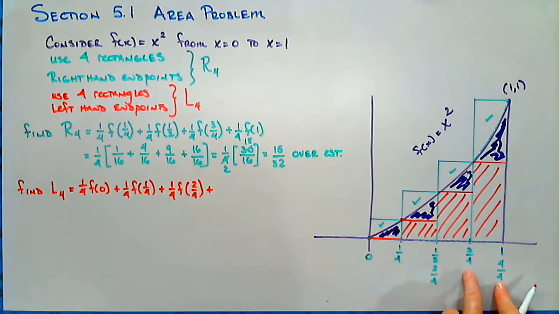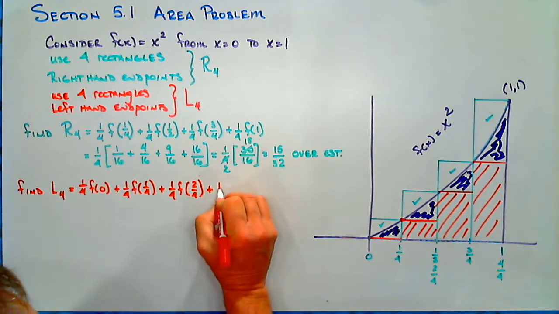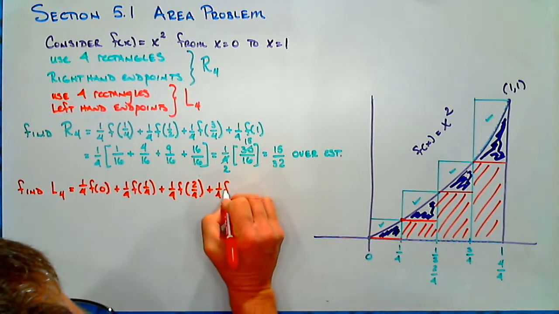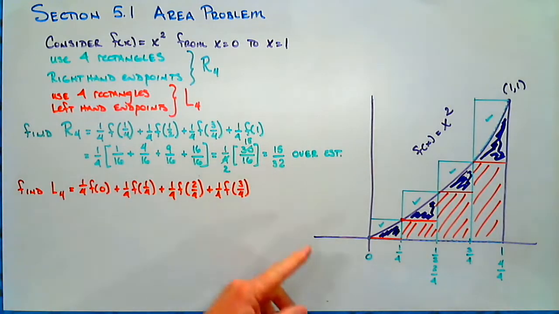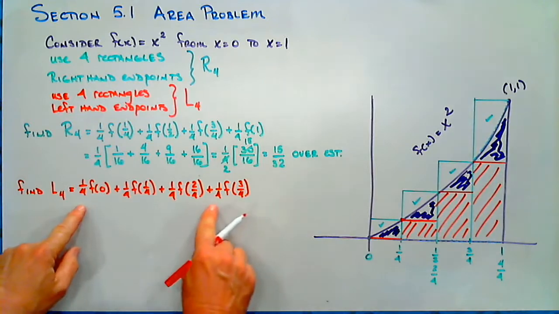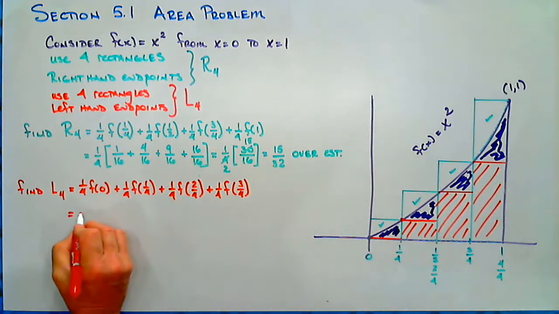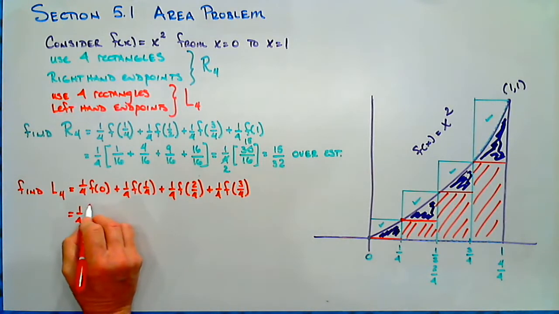And here, 3/4 is on the left. Our width is still 1/4. So we're going to have 1/4, and we're going to have f of 3/4. Just like up above, everybody has a factor of 1/4, so we can factor that out, right?